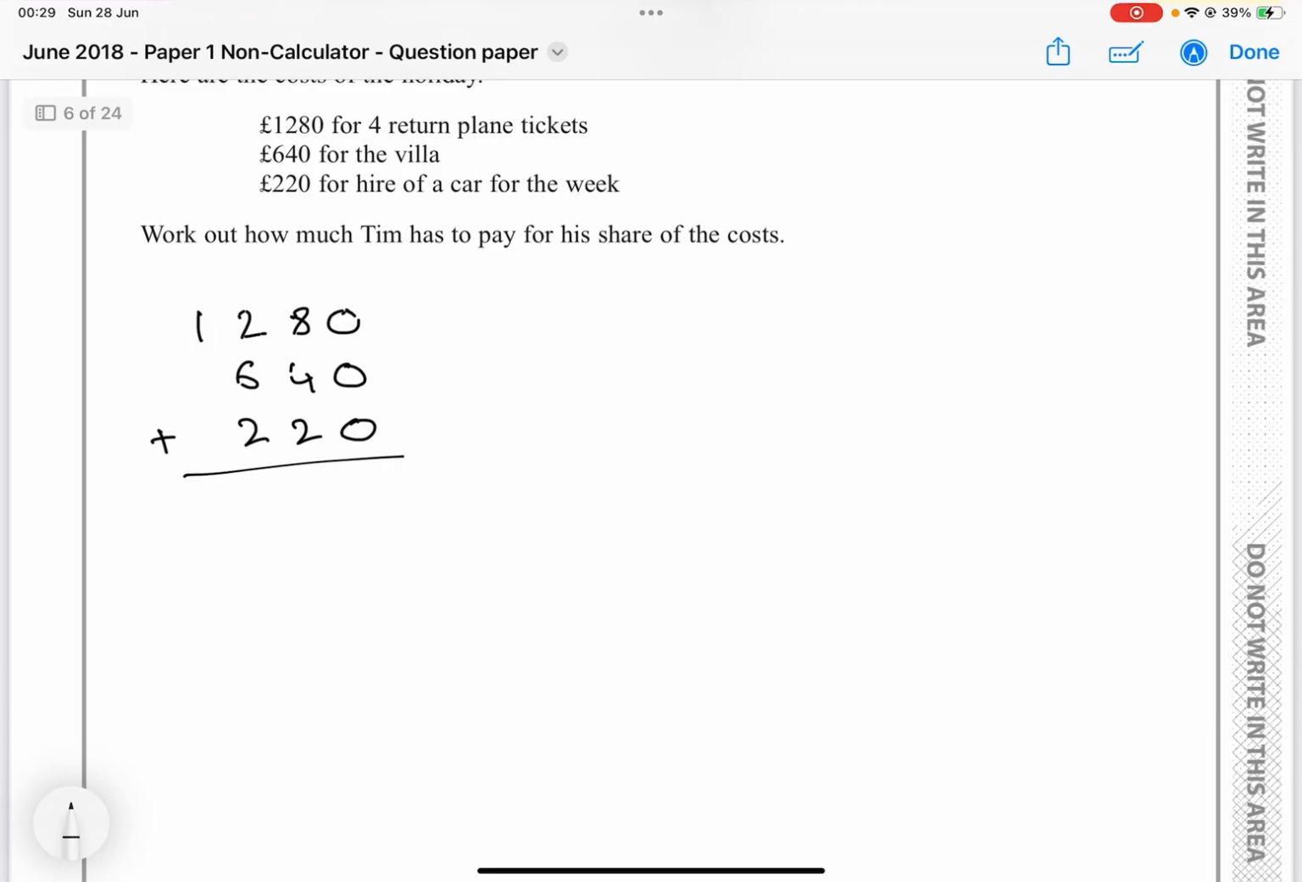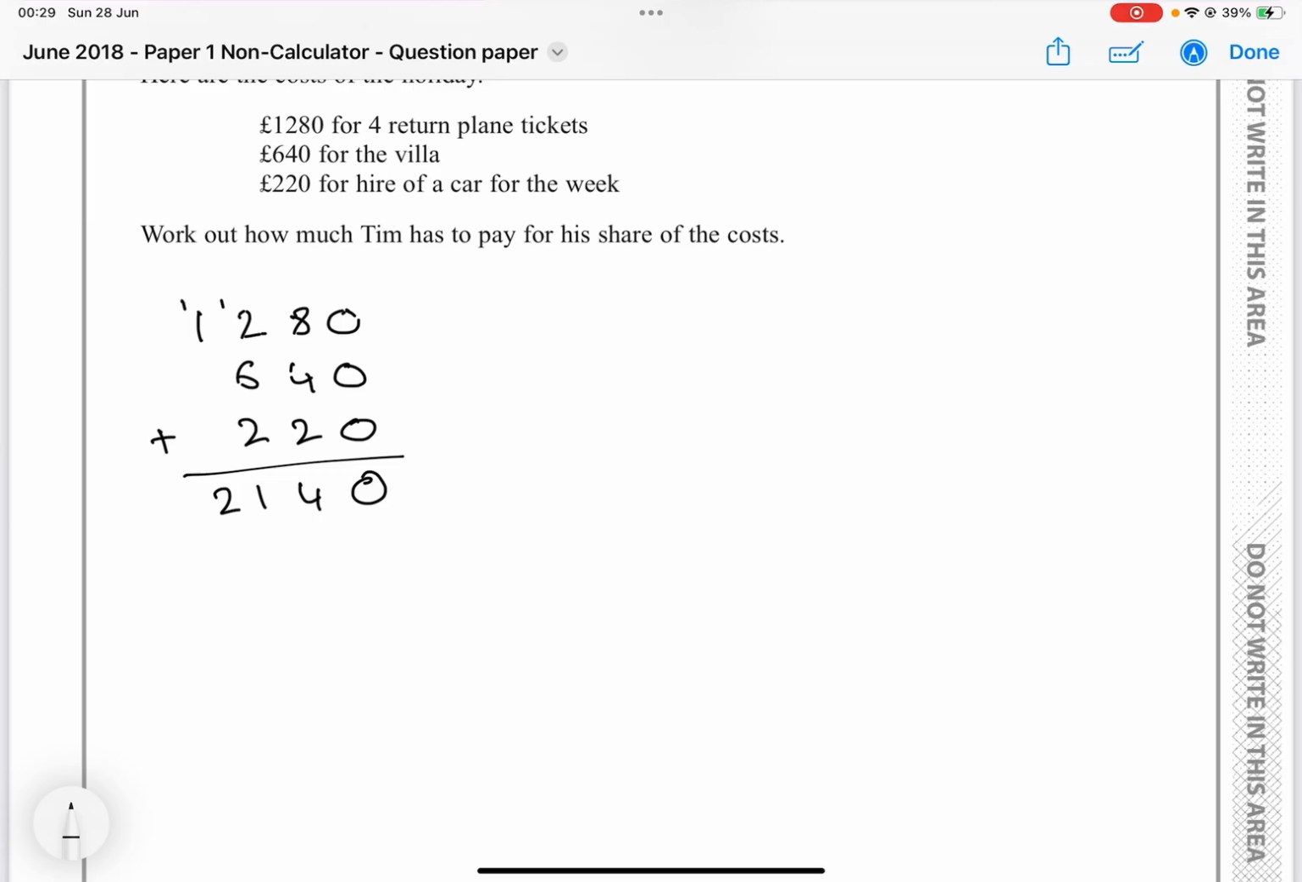So 0 plus 0 plus 0 is just 0. Over here we can do 8 plus 2, which is 10, plus 4, 14. We have 2 plus 2, which is 4. 4 plus 6 is 10, plus 1 is 11. And then 1 plus 1 is just 2. So 2,140 is the total cost of the trip.